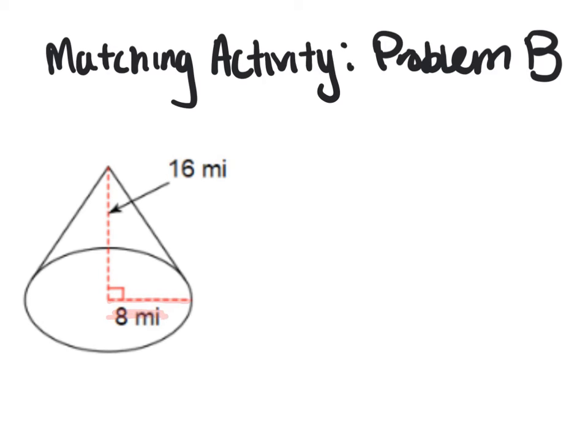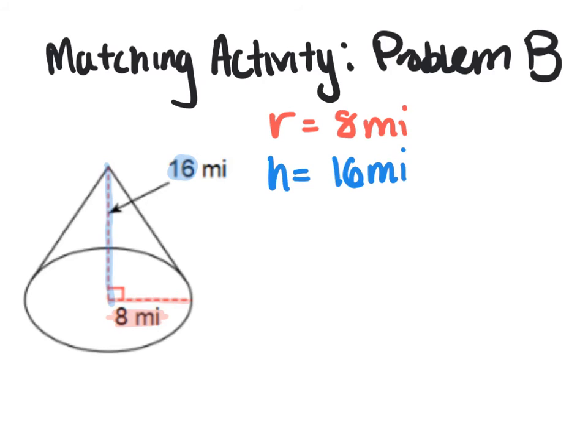For this example, for problem B, if I look at what I'm given, the radius of 8. So r equals 8 miles. The height is given to us as this side length of 16. So h equals 16 miles. And my slant height is this length here, which we don't know, but we can call L.